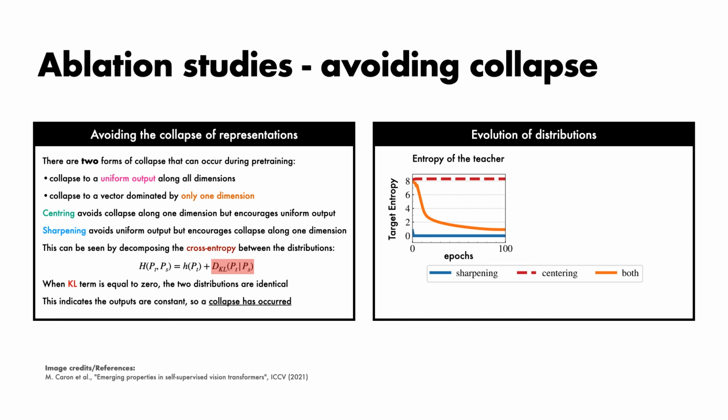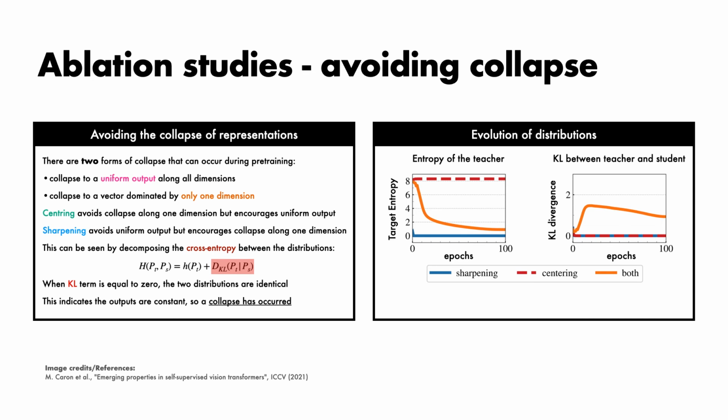We can also plot the KL divergence between the teacher and the student, with the KL divergence quantity indicated on the y-axis. From the left plot, we see that the entropy of the teacher converges to 0 without centering, or to minus log 1 over k without sharpening. We also see from the plot on the right that the KL divergence between the teacher and student converges to 0 unless both operations are used. This analysis suggests that the two operations of centering and sharpening balance each other out to prevent collapse.